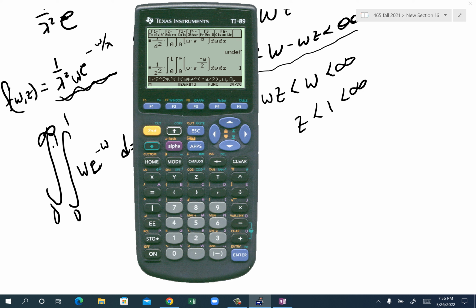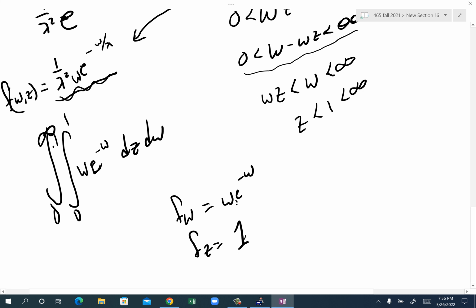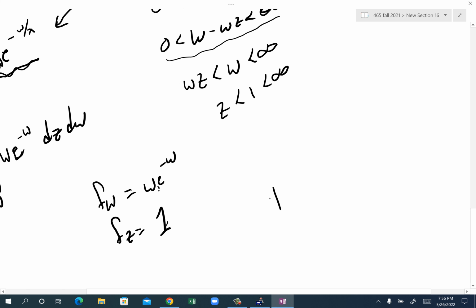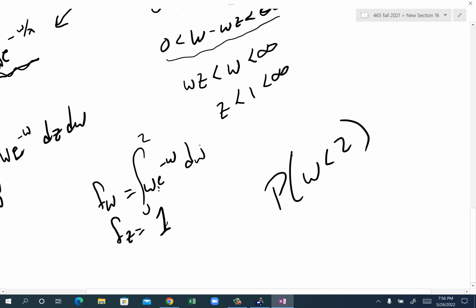And then, of course, you can answer questions like, what's the probability that W is less than 2? Integrate this from 0 to 2. You're done. That's all there is to this. So that's transformations. Hope that helps. Let me know if you have any questions.